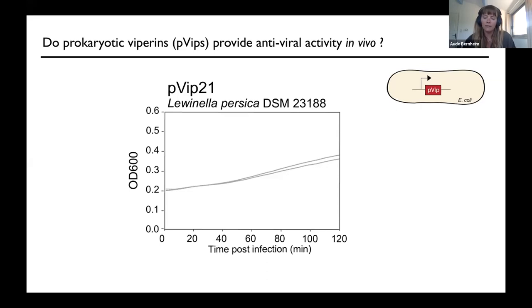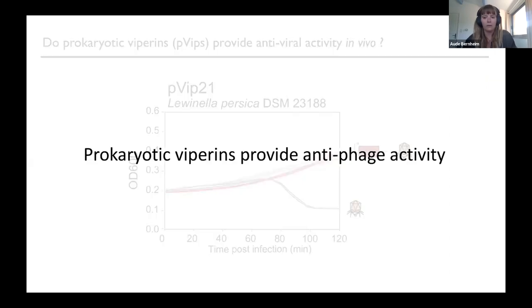And so we cloned them under an inducible promoter in E. coli. What I'm showing you here is an infection curve with the OD on the y-axis and the time. This is a bacteria without viperin. It's growing well. I'm adding phages. The population collapses. This is a phage infection. I am now showing you a viperin without phages. It grows as a control. I'm adding the phage and voila, it's wonderful. It's surviving the phage infection. So this experiment allowed us to demonstrate that in prokaryotes, viperins also serve as antivirals, also have an antiphage activity.